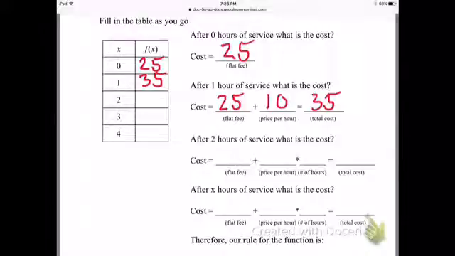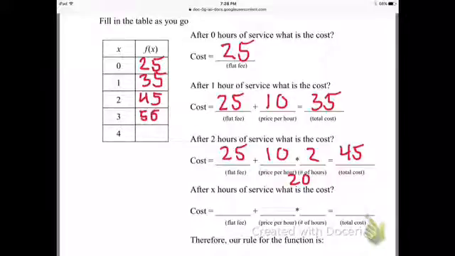After 2 hours of service, what is the cost? Well, we have our flat fee of $25 plus the price per hour, which is $10. And now, how many hours has he worked? 2. So 10 times 2, that's 20. 25 plus 20 is 45. So now, after 2 hours, we have $45 as our total cost. So if we can continue that pattern of adding $10 for each hour, we know that we're going to have $55 here, and we're going to have $65 here.